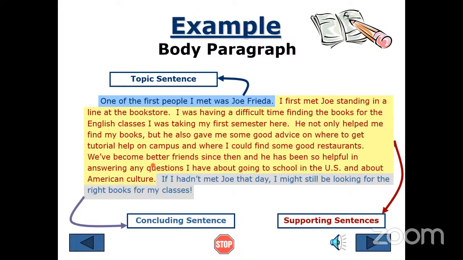Now I'm going to look for it, okay? We have the topic sentence, the sentence that I'm going to develop with my supporting ideas, okay? If I say yes, then I have to explain the reason why I said yes. And then I'm going to mention the fact of saying yes. If I hadn't met Joy that day, I might still be looking for the right books for my classes.